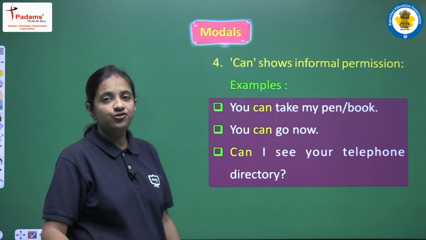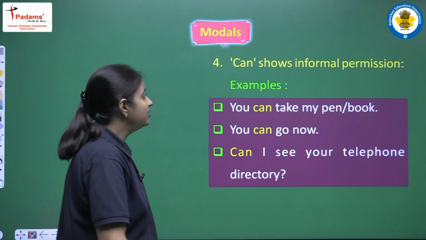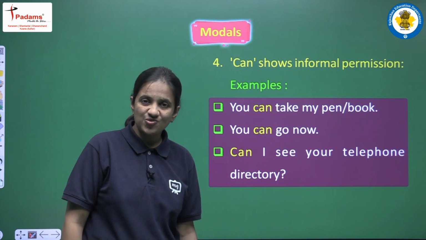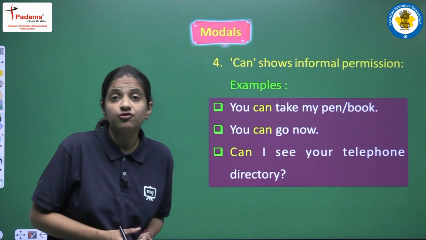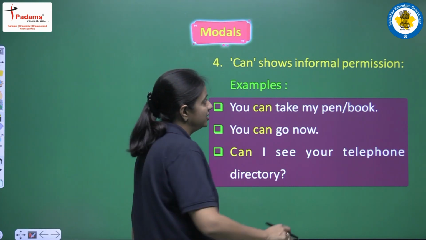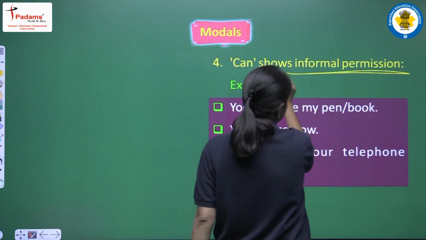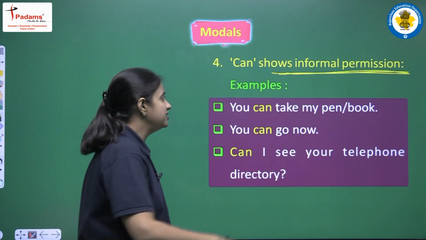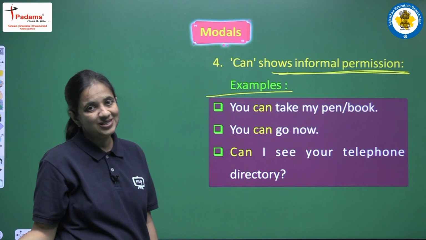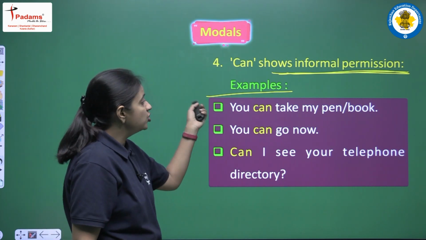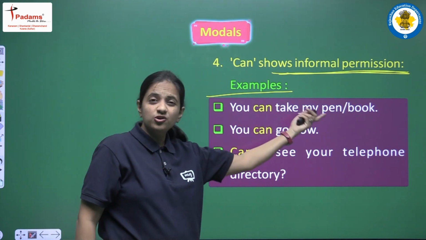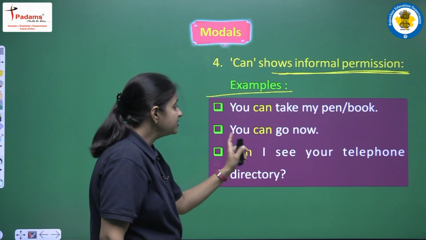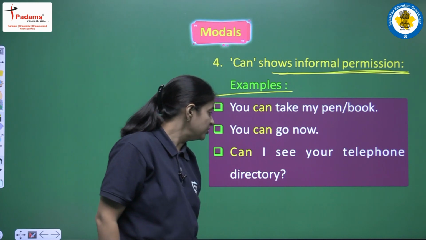Next we have the fourth use of can. Let's read: can shows informal permission. Yes, this word can is also used for permission, but just remember, it is used for informal permission. So for that we have some examples. First: you can take my pen or book or anything. Second: you can go now. Next: can I see your telephone directory.